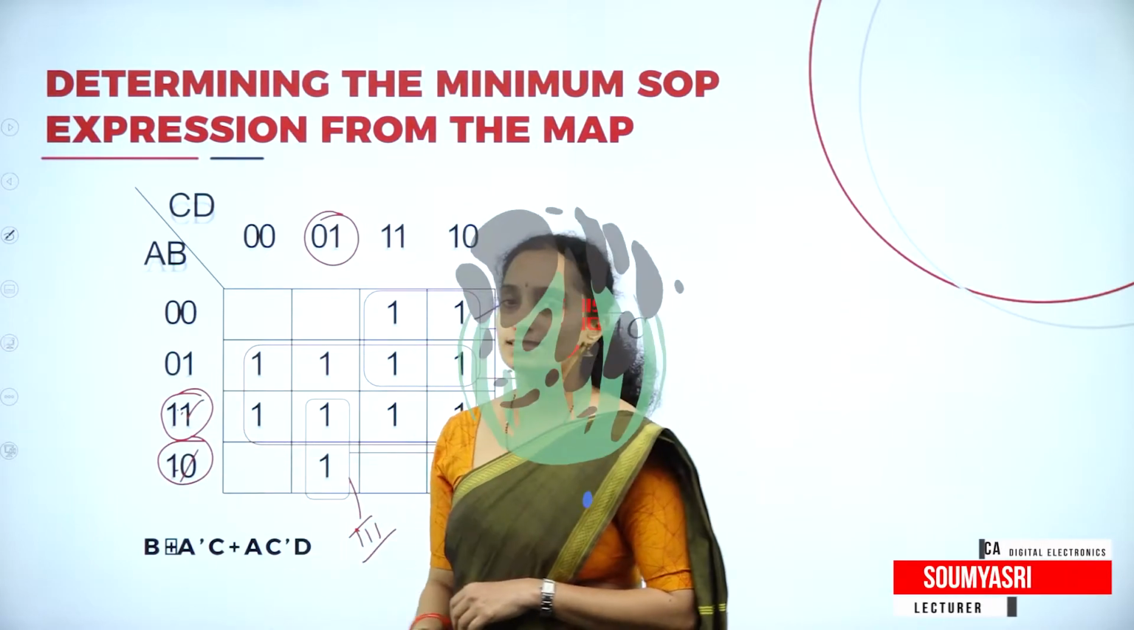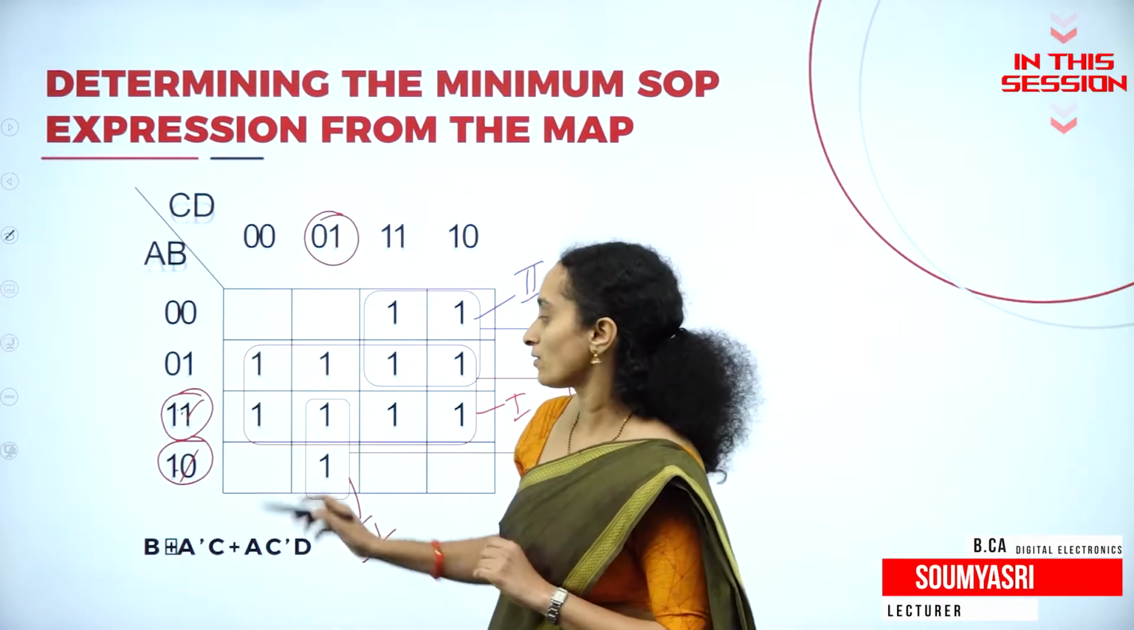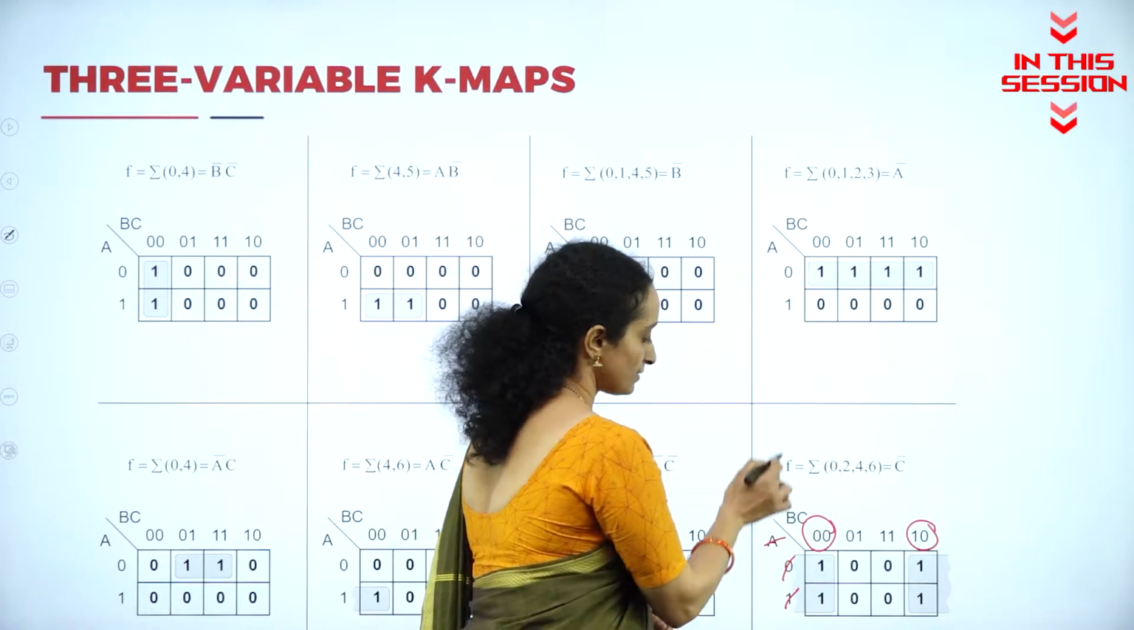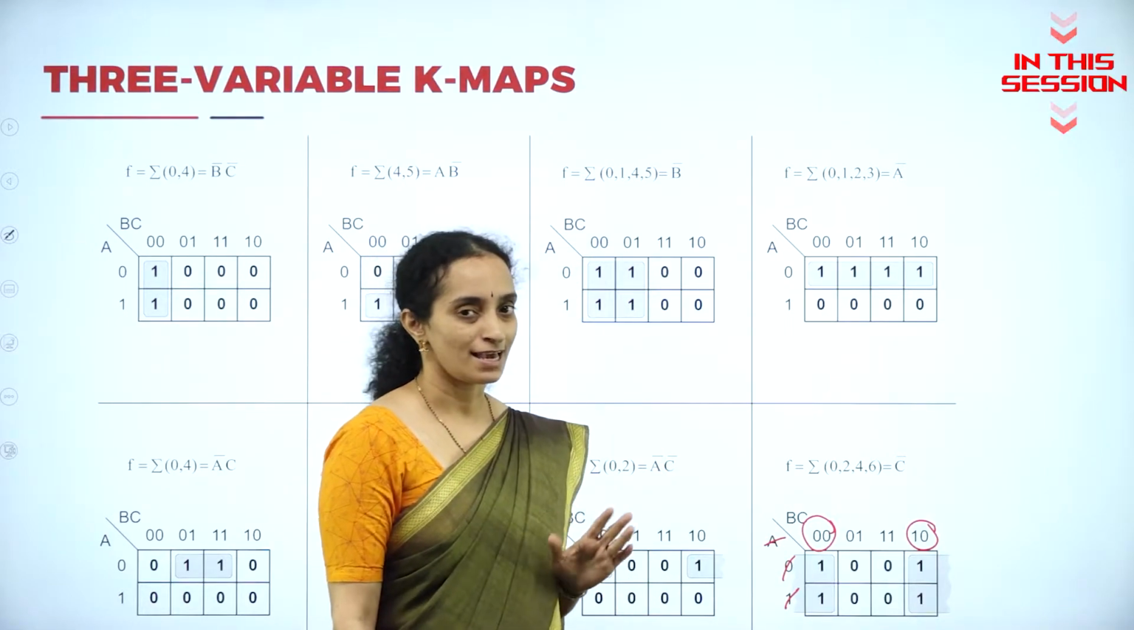B is changing the state, complement and non-complement form. So the variable B is cancelled. 0 and 1 are cancelled. That means A is not there.